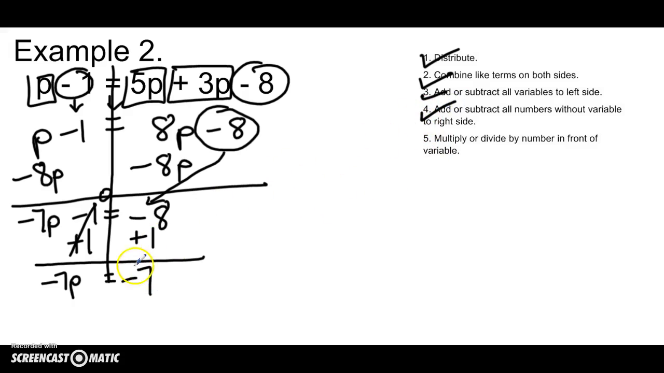Step 4 is check. In step 5, multiply or divide by the number in front of the variable. Number in front of my variable is a negative 7. So I'll be left with p equals 1.